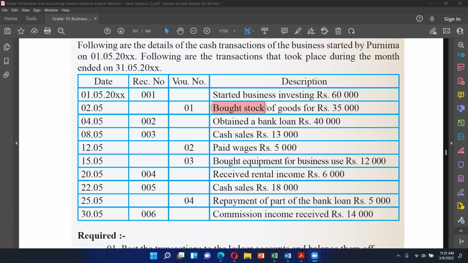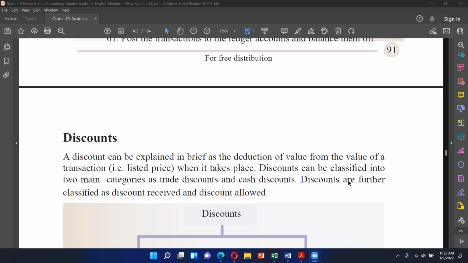Can you try 22nd May transaction? Cash debit, sales credit. Good. 25th May. Bank loan debit, cash credit. Good. 30th May, last one. Cash debit, commission income credit. Yeah, very good. Super. Right.